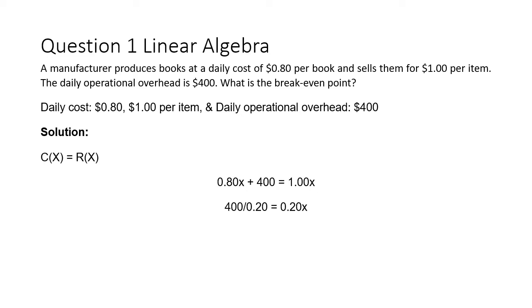Now, to solve for this equation, we'd have to take the 80 cents to the other side. So when we do that, 80 cents gets cancelled out on the left-hand side of the equation. So $1 minus 80 cents is simply 20 cents x. Now, to solve for x, we need to take 20 cents to the other side. So 400 divided by 20 cents would give us an x of $2,000.